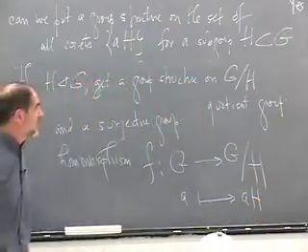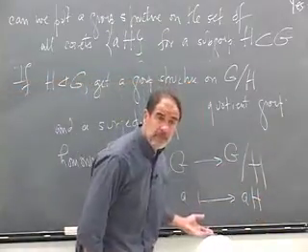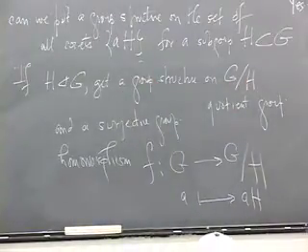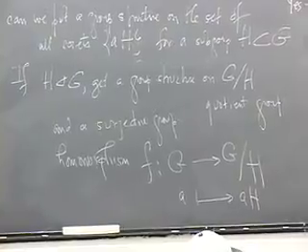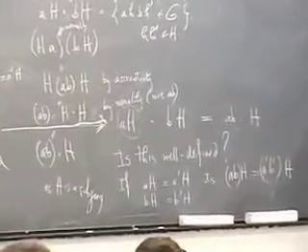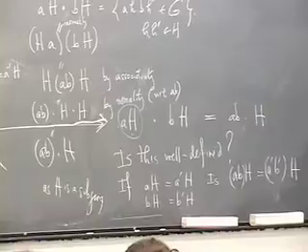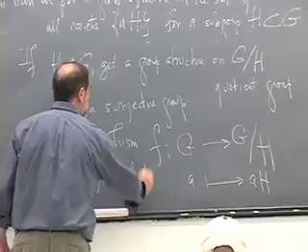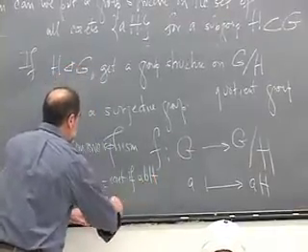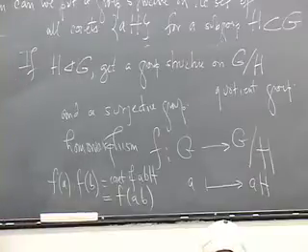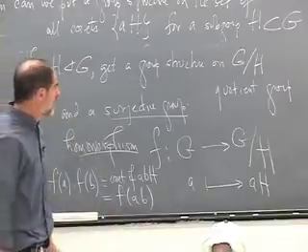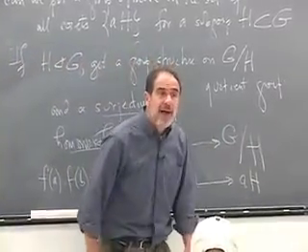That's surjective because every coset is the coset of something. And it's a homomorphism because we've defined the group law in this way. F of A times F of B is the coset of ABH, which is F of AB. And one more thing, since it's surjective, we know what the image of this map is.